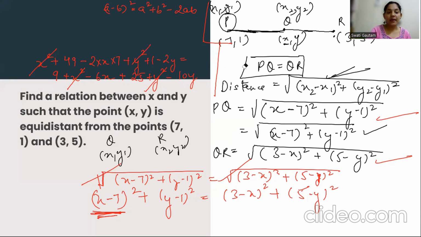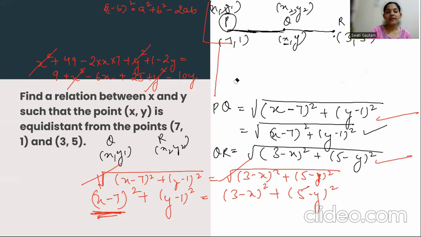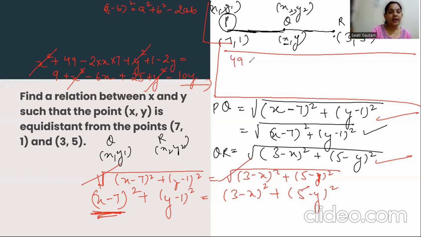Now I have to rub something to make you understand. So I'm rubbing from here. Now please focus on the part. So what is left is 49 minus 14x plus 1 minus 2y is equal to 9 minus 6x plus 25 minus 10y.